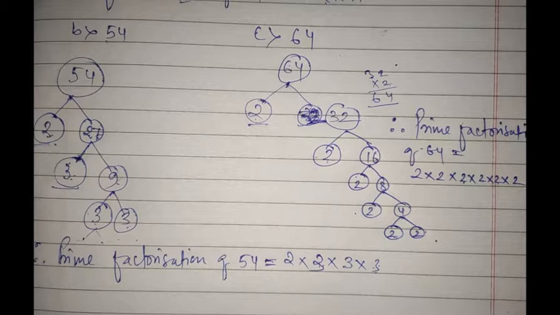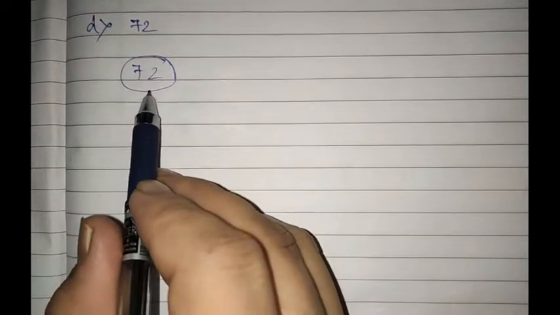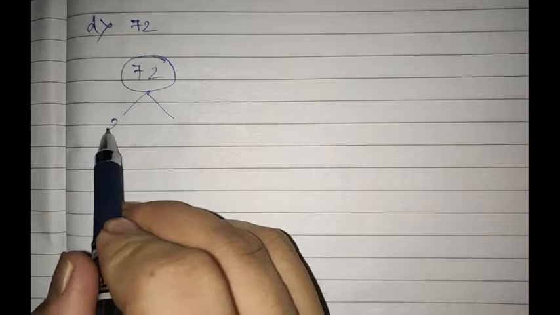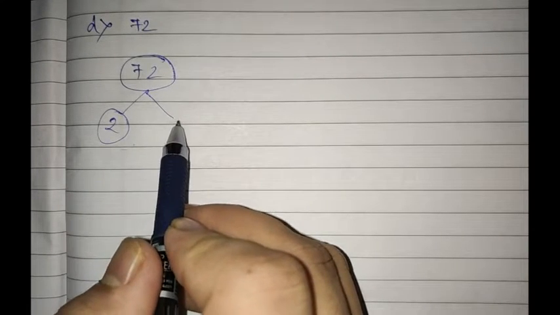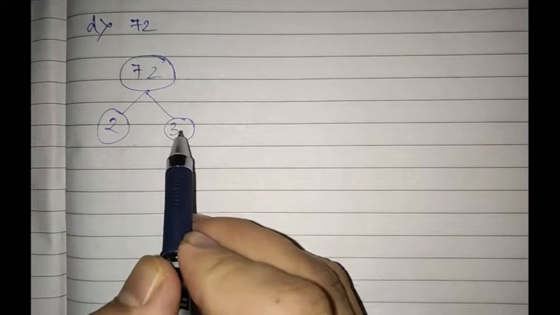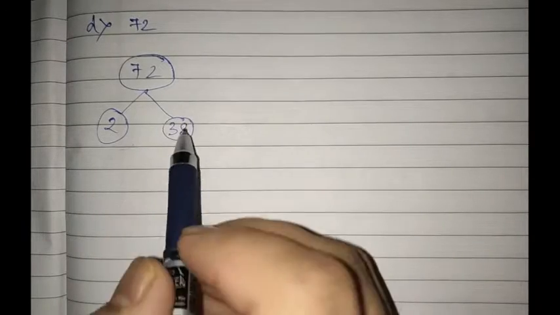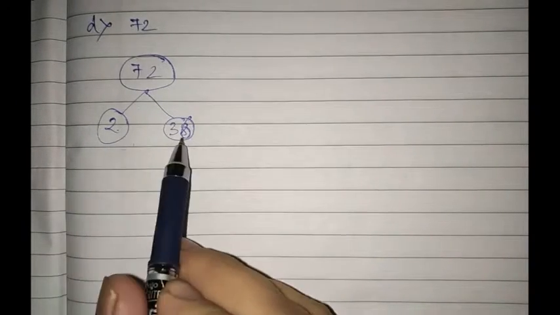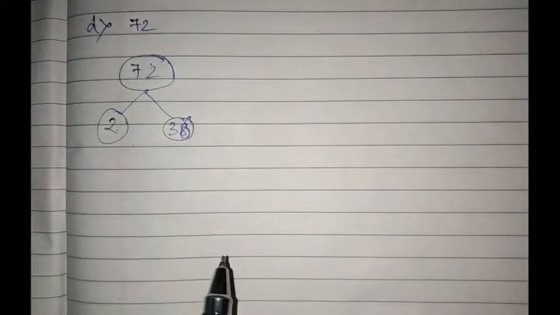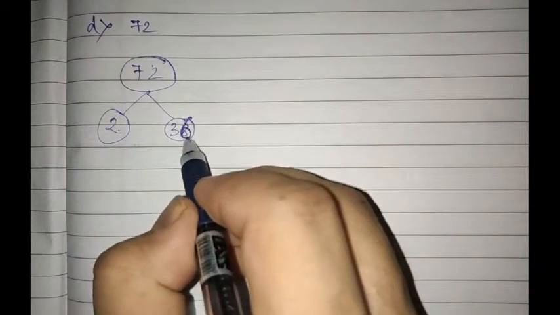Okay, so let's proceed to the next question. Here we have part D. The number is 72. Now you have to find the prime factorization using a factor tree. So 2 into 36 is 72. So this is 36 here.